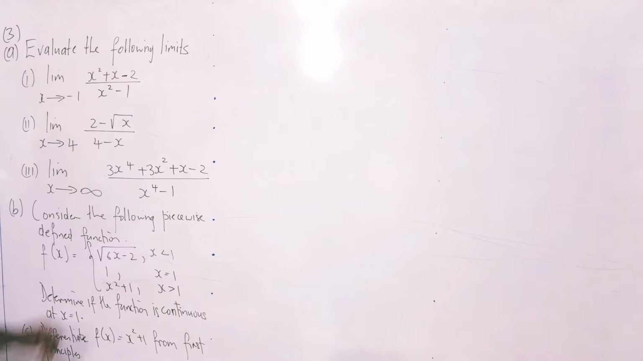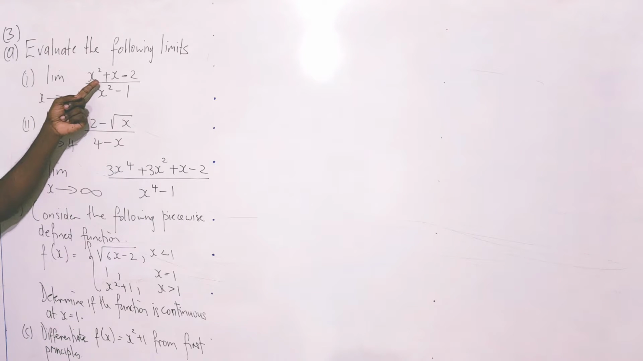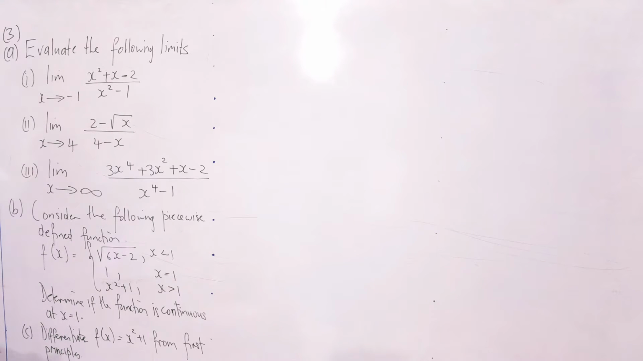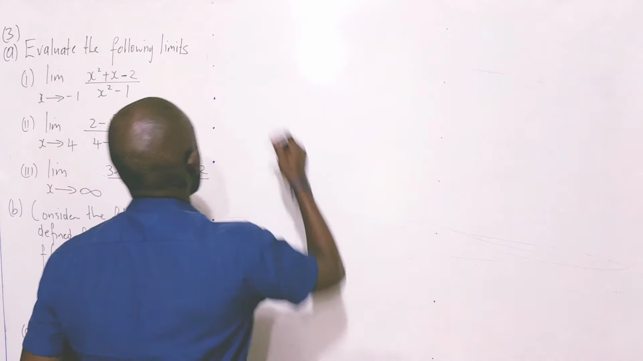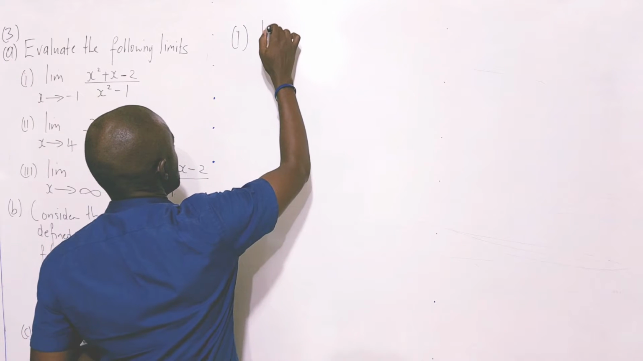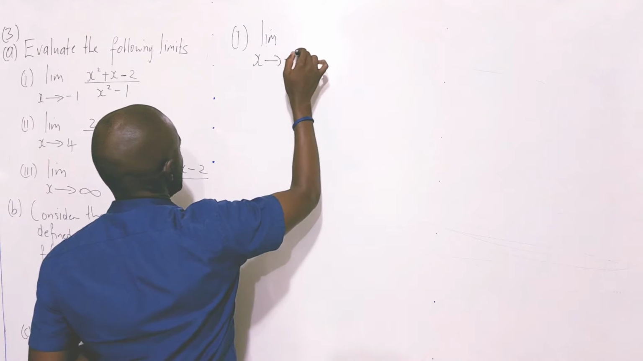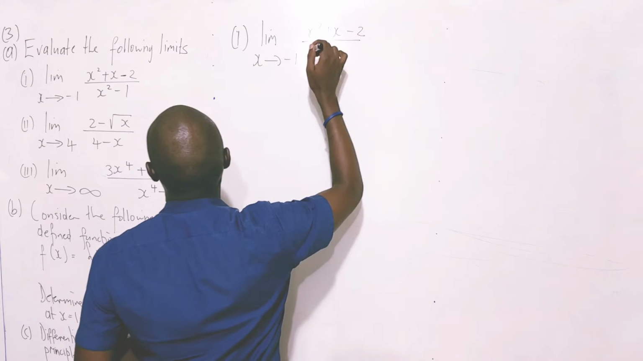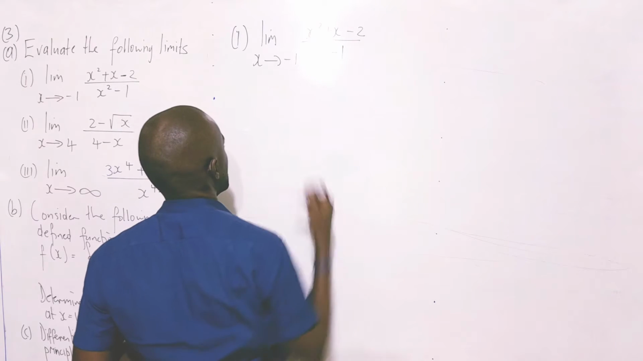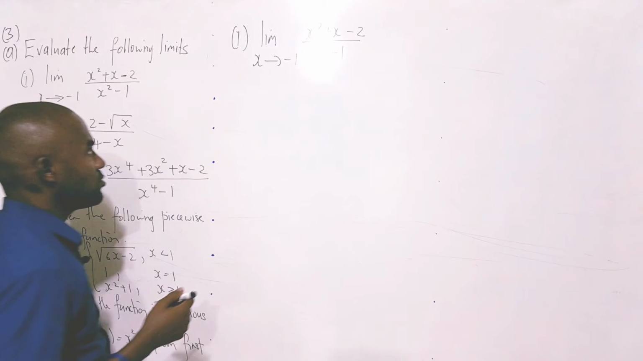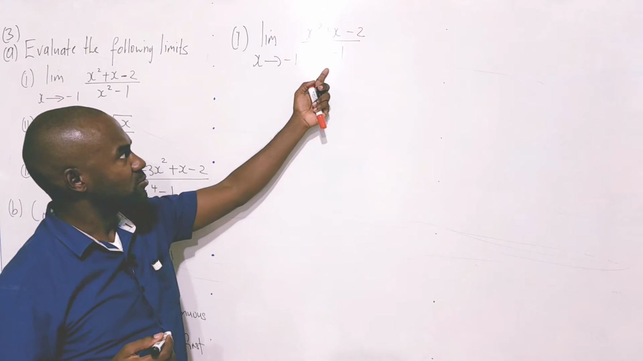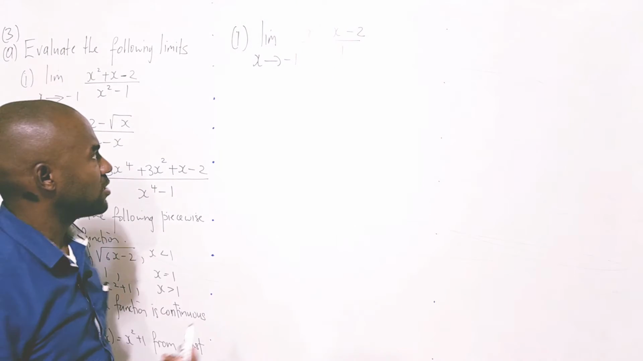first principles. So we'll start with part 1 of part A, which wants us to evaluate the limit of x squared plus x minus 2 all over x squared minus 1 as x approaches minus 1. So we have the limit as x approaches minus 1 of x squared plus x minus 2 all over x squared minus 1. Now usually when we have rational functions like these, we often try direct substitution first to see what it actually gives us. So let's try direct substitution.